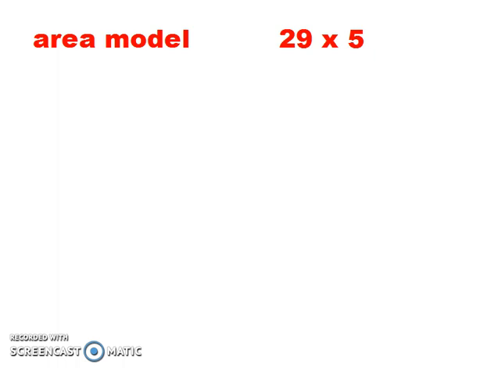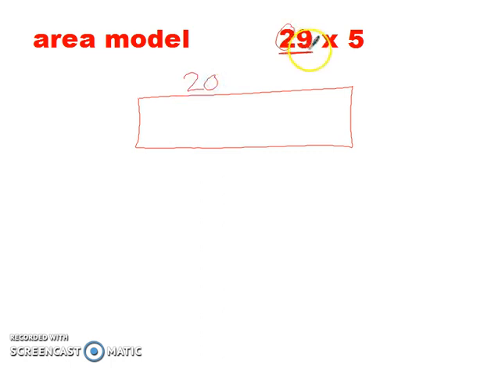Second method. This is one a lot of kids will like after they see it for a couple times. It's the area model. So I'm going to draw a rectangle, and I'm going to take this first number and break it into its parts. So the 2 is really worth 20, and the 9 is in the 1's place, so it's really worth 9. And I'm going to put a plus sign between them, and I'm going to try to break this rectangle somewhere.